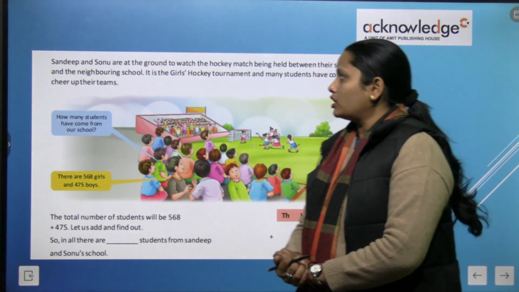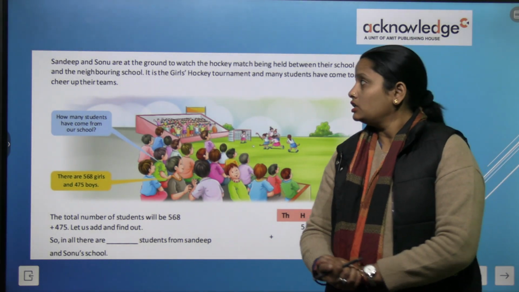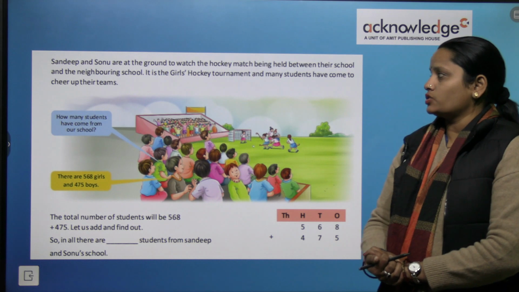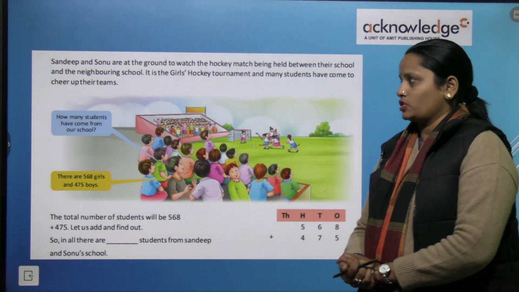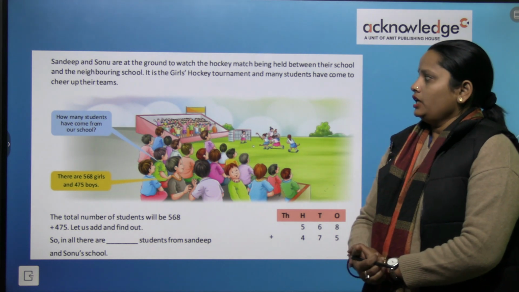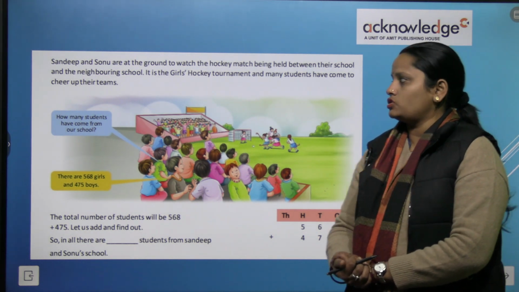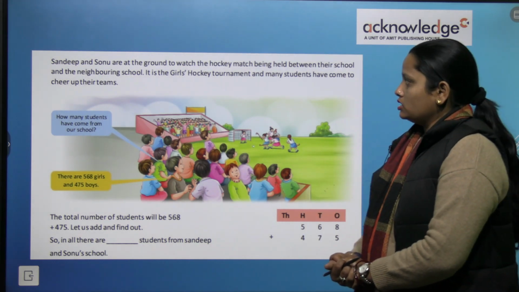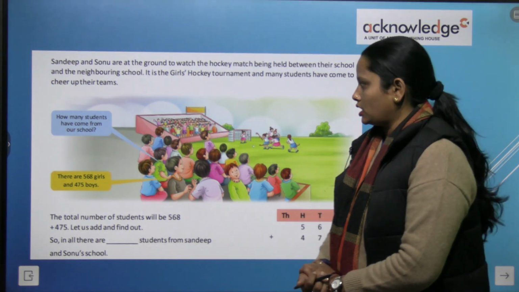Sandeep and Sonu are at the ground to watch a hockey match being held between their school and the neighboring school. It's the girls' hockey tournament and many students have come to cheer up their team.